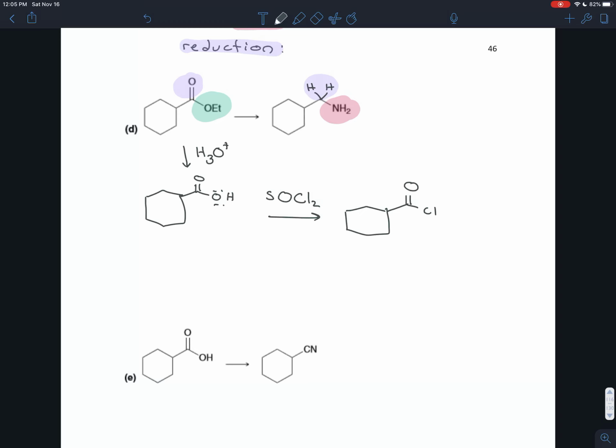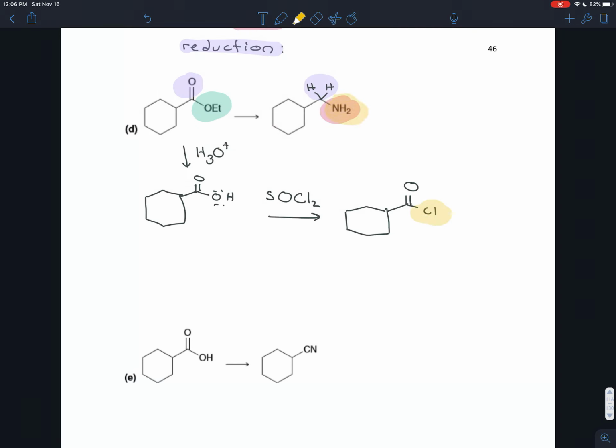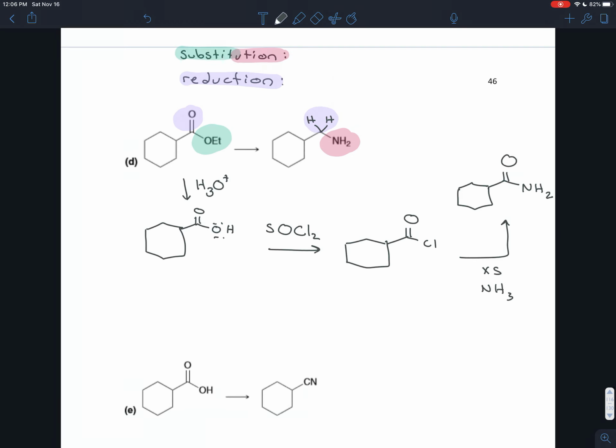Okay, well, we still have some problems, but we can see that this chlorine can be replaced by this ammonia. All we have to do is treat it with excess ammonia. The first equivalent will replace the chlorine, and the second equivalent will steal the third hydrogen. It'll act as a base to stabilize the first equivalent by stealing the third hydrogen after it adds on. Okay, well, we're definitely closer. We've accomplished the substitution.